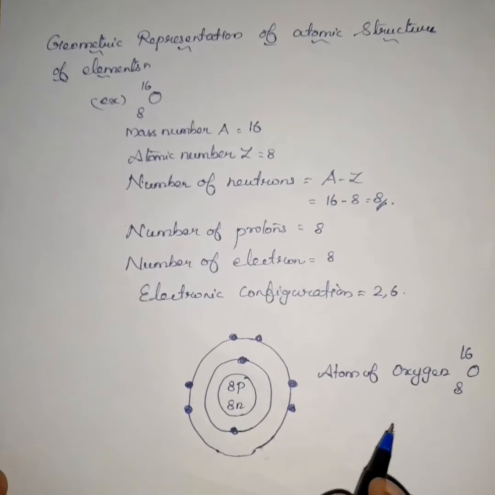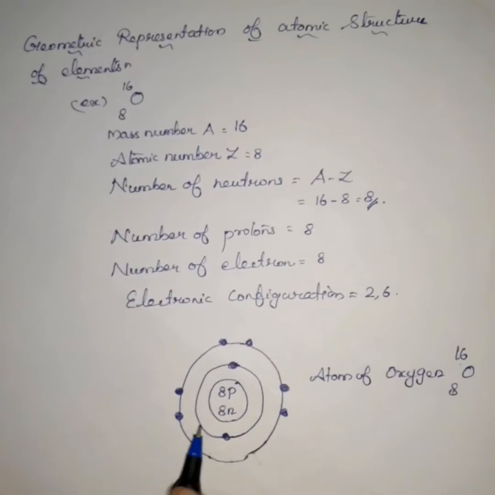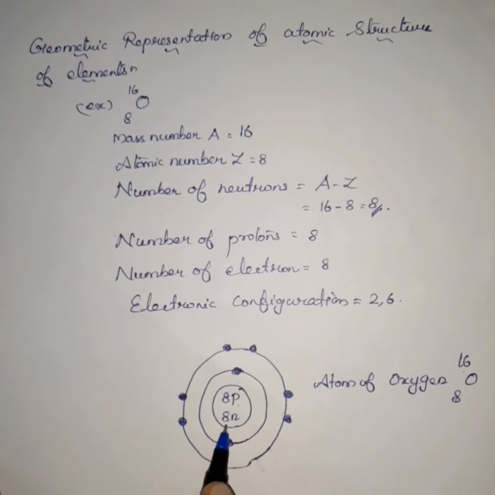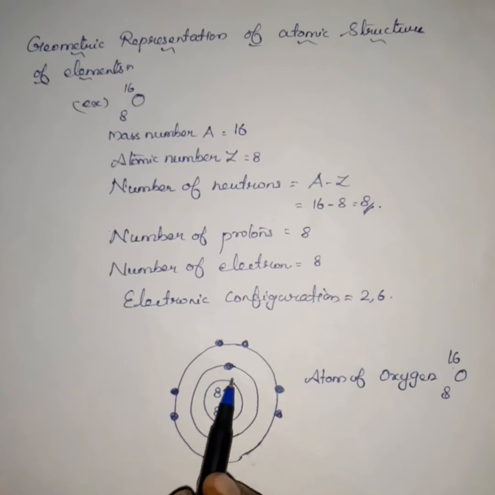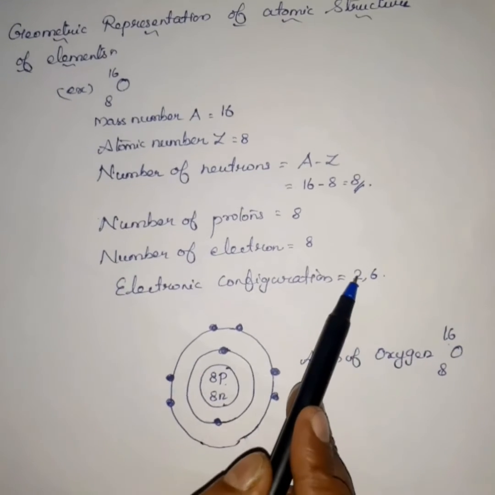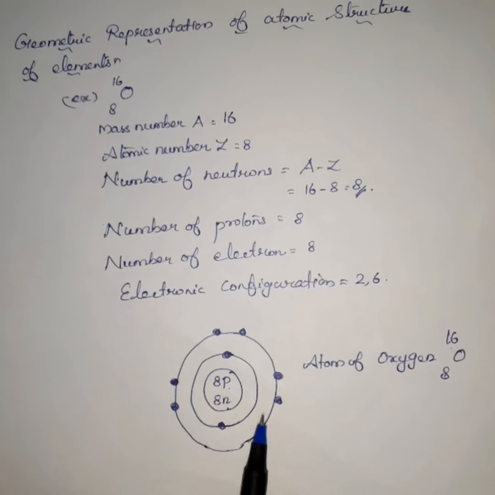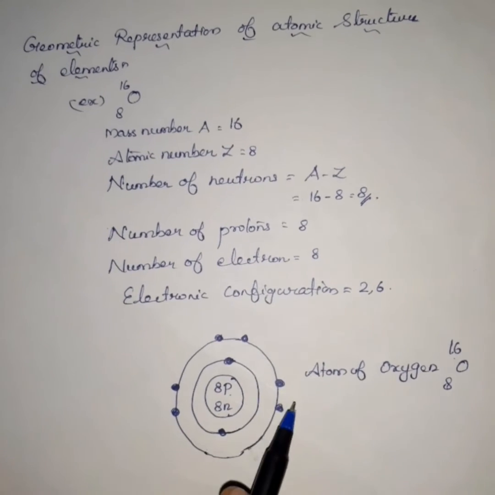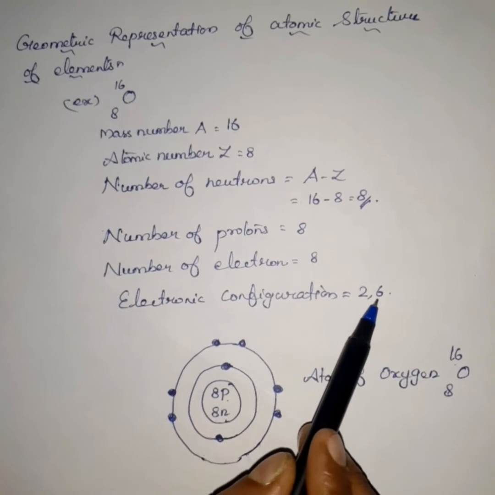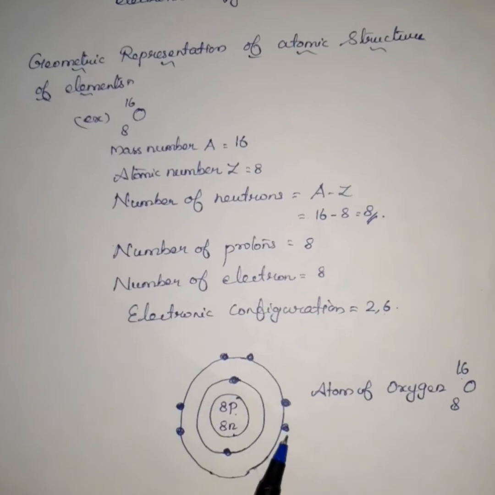So the atom of oxygen, O 8 16. Here listen, 8 protons are there and 8 neutrons are there. Next, in the K shell 1, 2. Next, the second shell is the L shell. How much? 6 electrons are there. So 1, 2, 3, 4, 5, 6.